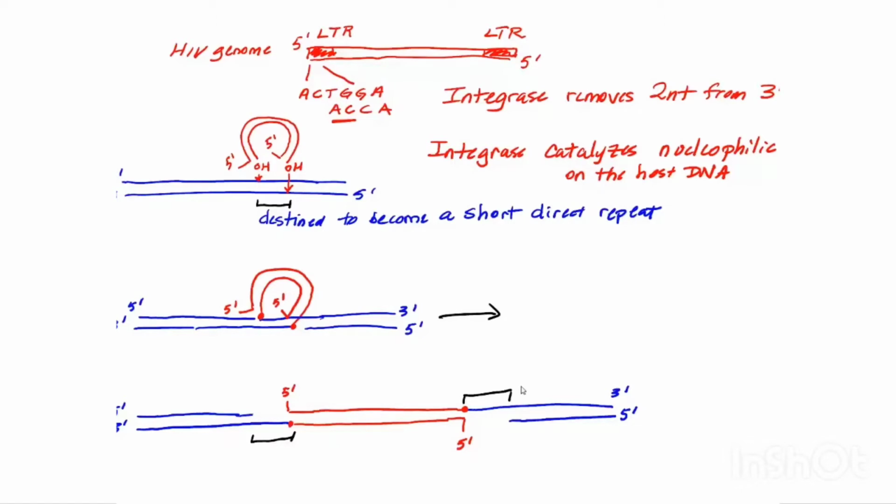So that is the previous diagram stretched out. Nothing has changed. What happens next is that a nuclease comes along and removes the protruding two nucleotides at the 5' ends, the unpaired two nucleotides. And then host polymerase, we'll draw that in blue, host DNA polymerase, and ligase repair the gaps.